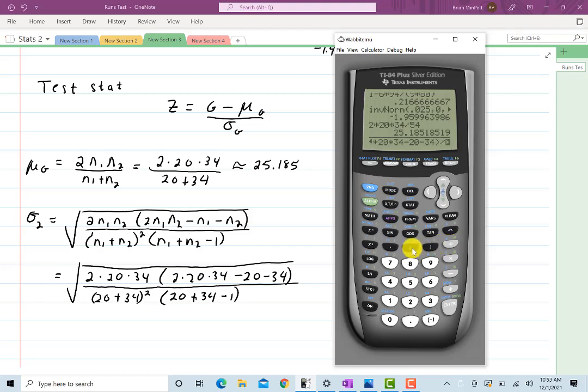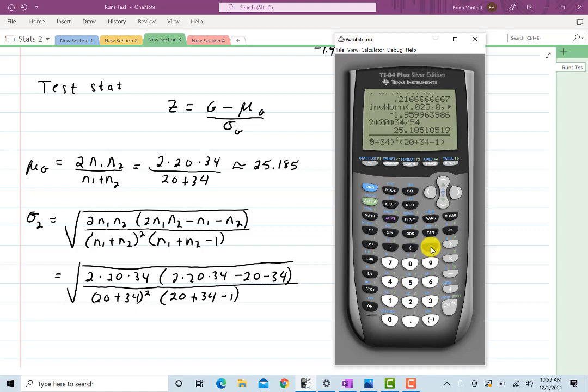Now you're going to want to encase the entire denominator in parentheses. That means the bottom parentheses will start with 2 of them. I'll put my 20 plus 34. Let me end that, square it, times 20 plus 34 minus 1.